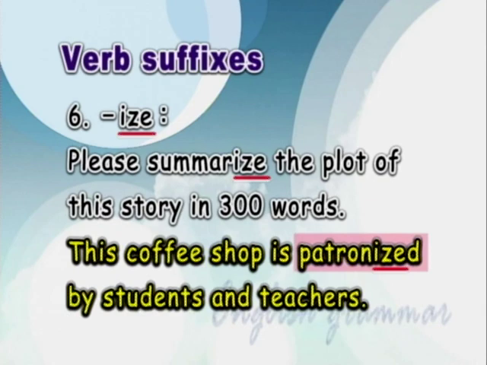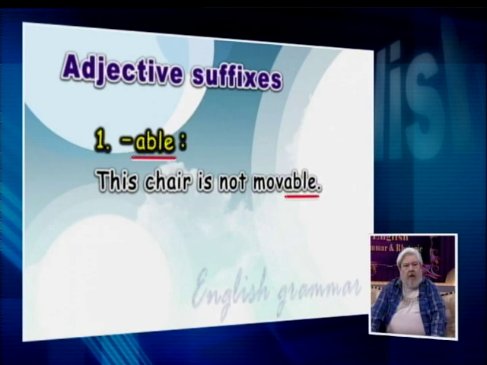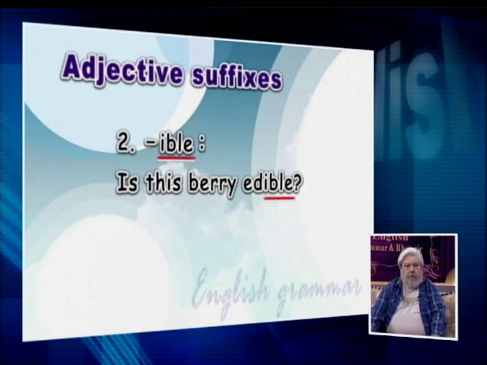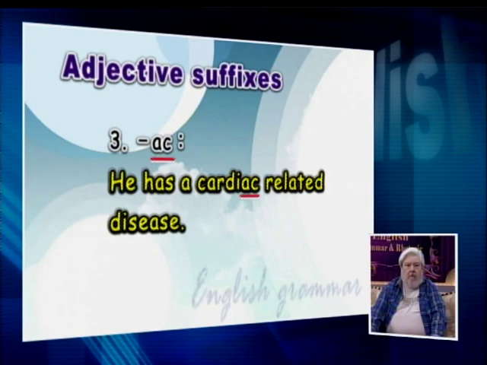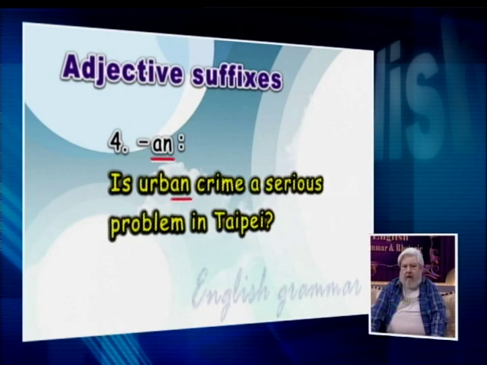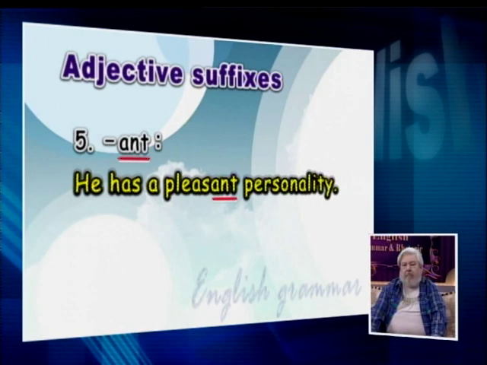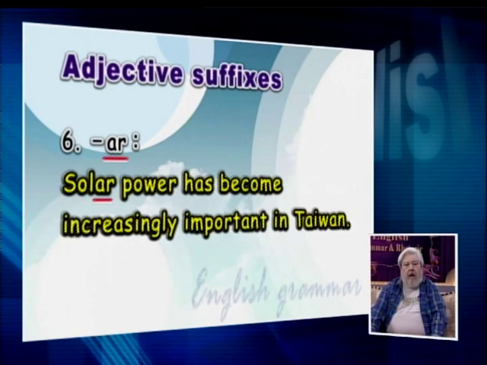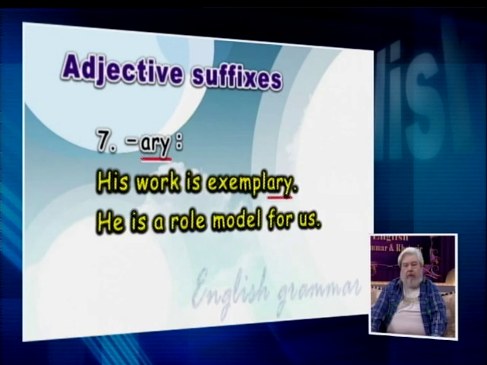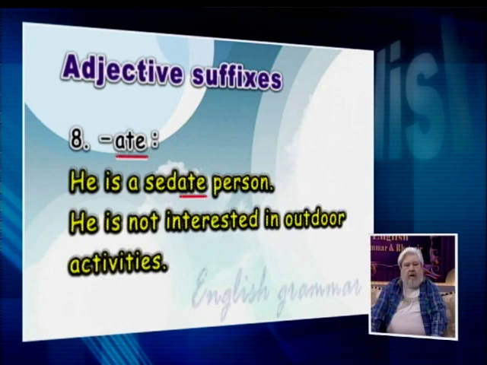Adjective suffixes. A-B-L-E. This chair is not movable. I-B-L-E. Is this berry edible? A-C. He has a cardiac-related disease. A-N. Is urban crime a serious problem in Taipei? A-N-T. He has a pleasant personality. A-R. Solar power has become increasingly important in Taiwan. A-R-Y. His work is exemplary. He is a role model for us. A-T-E. He is a sedate person. He is not interested in outdoor activities.